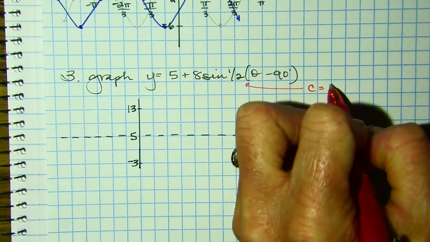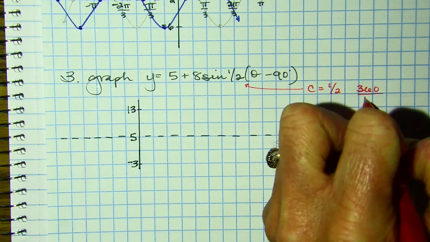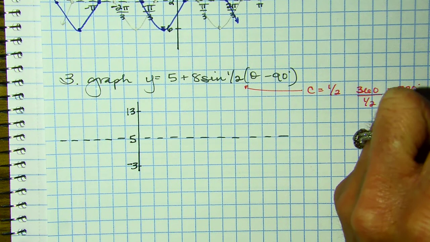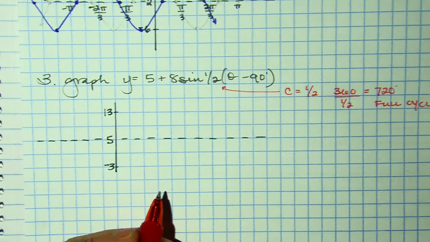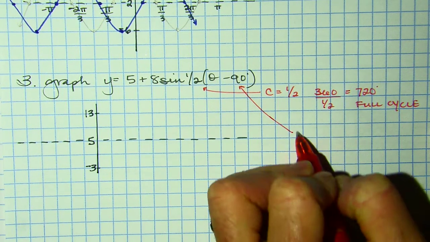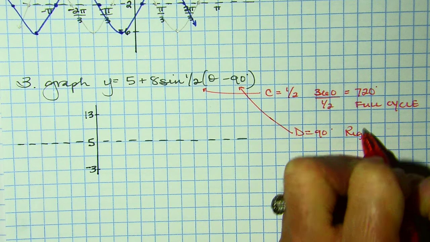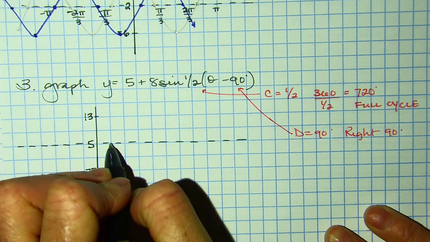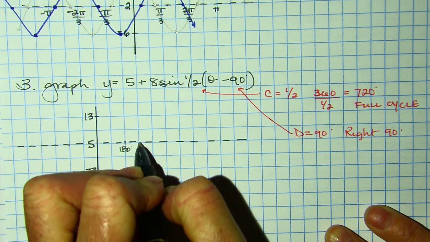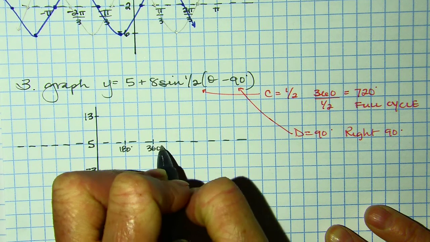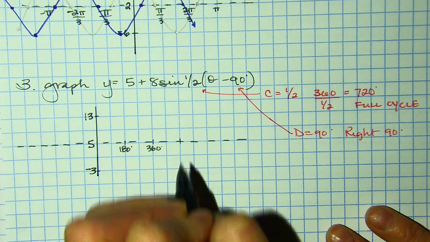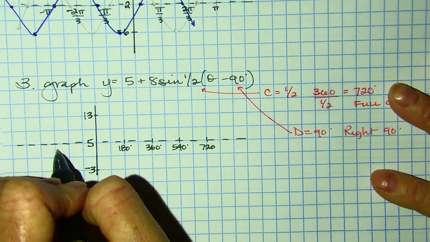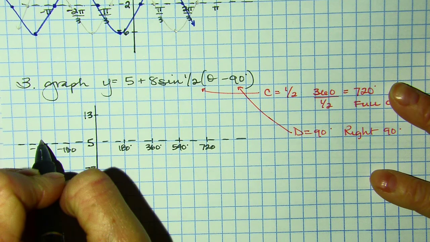I have a B of 1/2. So 360 divided by 1/2 is 720 degrees. So it takes 720 degrees to have a full cycle, peak to peak. And then the minus 90 means that D equals 90 degrees. So I have a shift to the right, 90 degrees. So I'm going to make it easy on myself, and each box is 90. So this is 90, this would be 180, this would be 270, this would be 360, this would be 540, making this 720. So this is negative 180, negative 360.